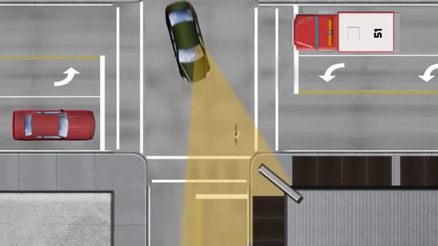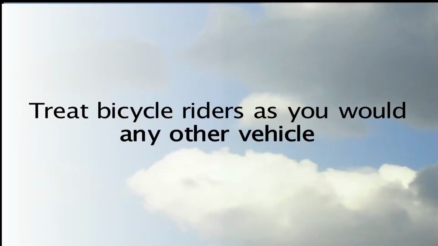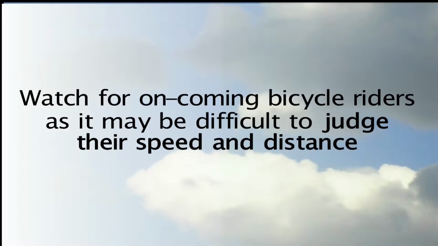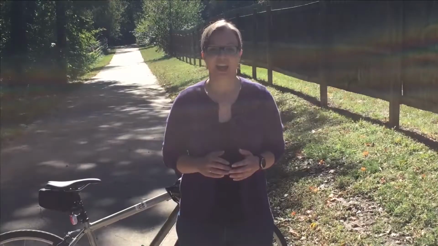Another type of common crash occurs when a bicycle rider is going straight at an intersection and a driver is turning left. Ways to prevent this are: treat bicycle riders as you would any other vehicle. If there is oncoming traffic, slow down, stop, and wait to turn until traffic clears. Watch for oncoming bicycle riders as it may be difficult to judge their speed and distance. And finally, watch for oncoming bicycle riders in the shadow of larger vehicles. There could be a bicycle rider behind a car that is turning left or going straight.